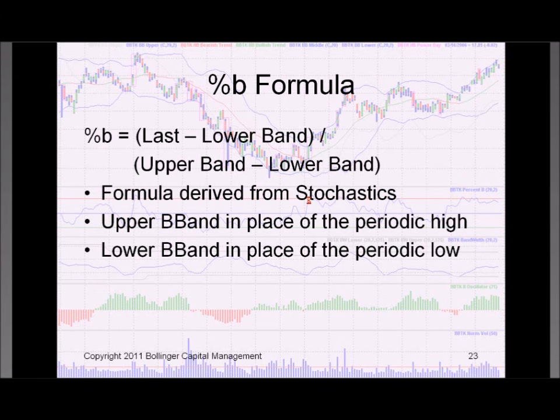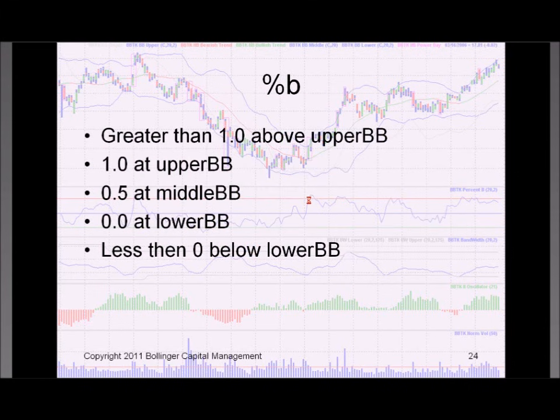So what we've done is just take the formula for stochastics, and in place of the periodic high, we've substituted the upper Bollinger Band. In place of the periodic low, we've substituted the lower Bollinger Band. So %B will be a value of greater than 1.0 when we're above the upper band, and less than 0 when we're below the lower band. At the middle band, it will be 0.5, and at the upper band, it will be 1.0.